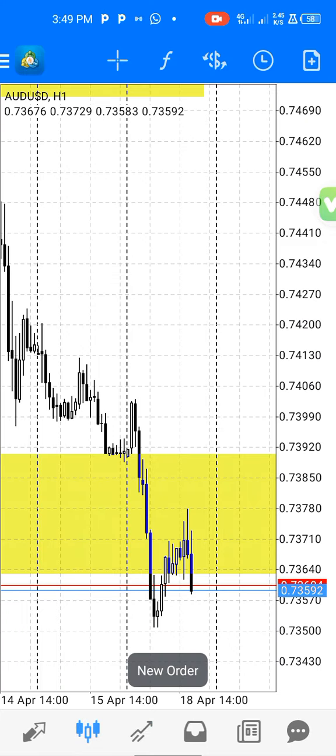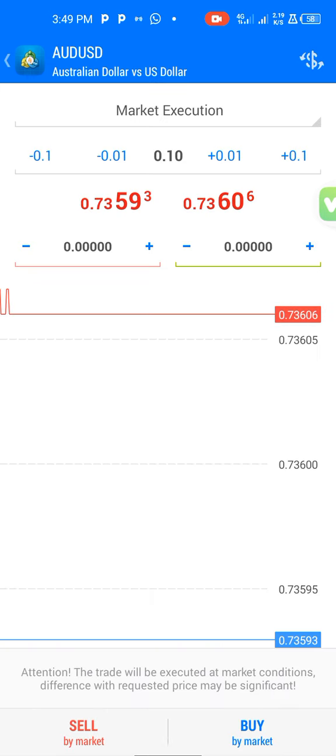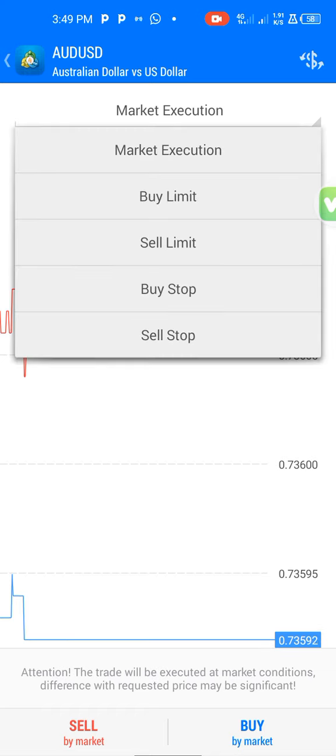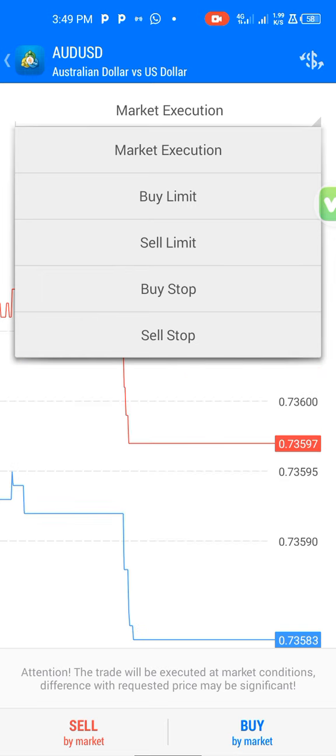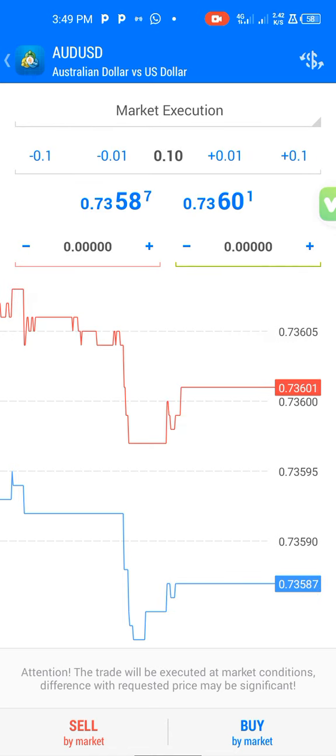Now let's imagine, for instance, I was going to sell from somewhere around this point where the retracement ended. I just click on this, and normally for most of us who are used to market execution, you place a trade on market execution. But when you click on that market execution, you find out that that is not the only option there. You have four other options: the buy limit, sell limit, buy stop, and sell stop. And what are these options for? They are all important parts of our trade.